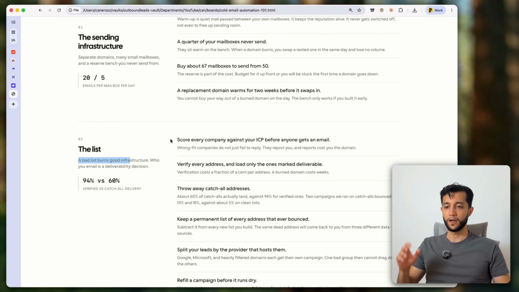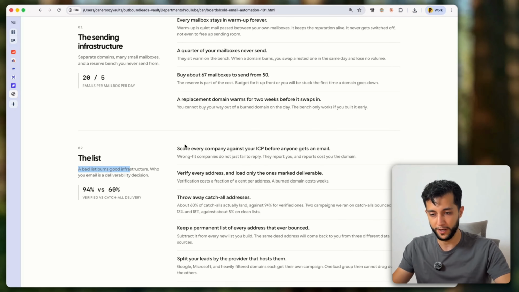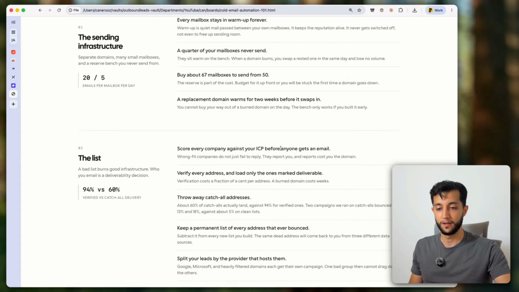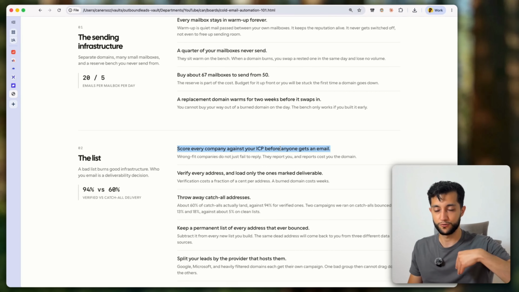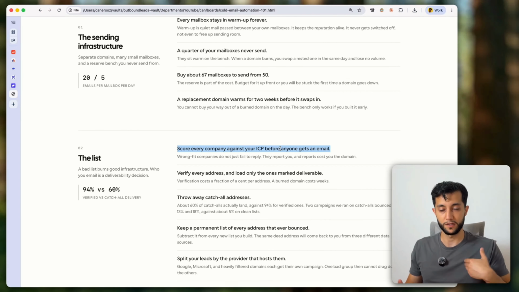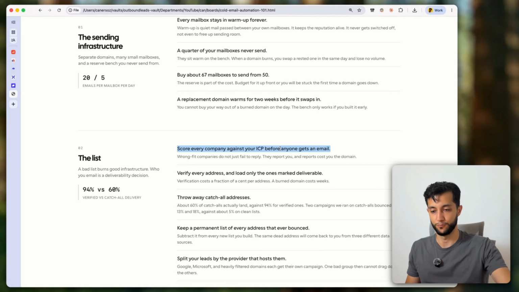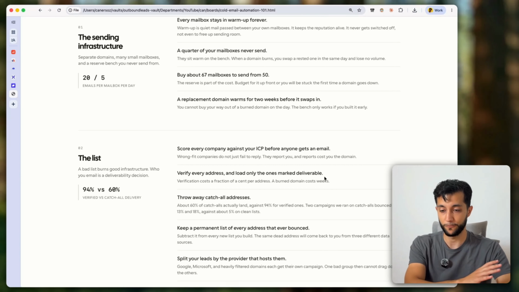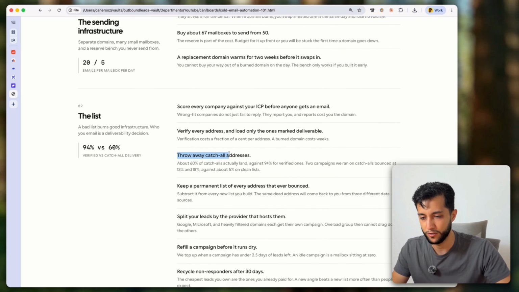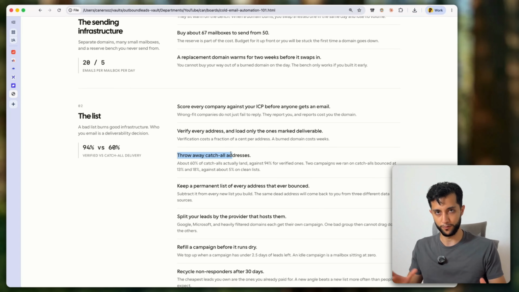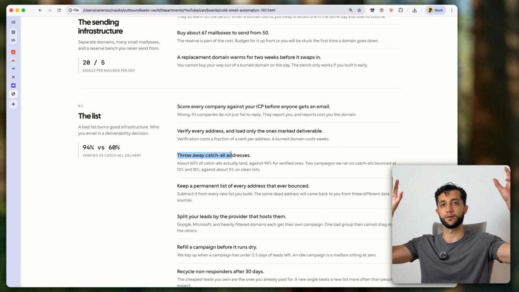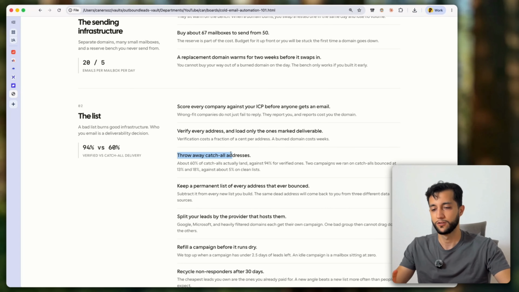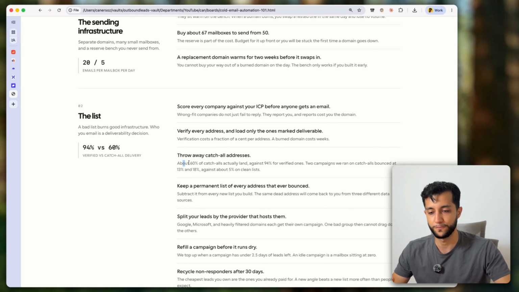So I need you to score every company against your ICP before anyone gets an email. And if you don't know how that works, you can join our school community. I'll give you the plugins that I'm using in Claude so that Claude does this for you. You need to verify every address and load in only the ones that are marked as deliverable. We use Million Verifier for verification. You throw away all the catch-all addresses. Catch-all means you couldn't really verify whether they are real or not. You couldn't say that they are a good email or a bad email. It's just in between. We can't verify them. Don't email them. Super low ROI. Because if you bounce on all of them, it's going to suck for your domain deliverability. That's going to be bad.